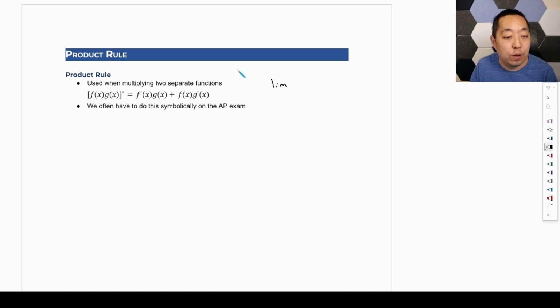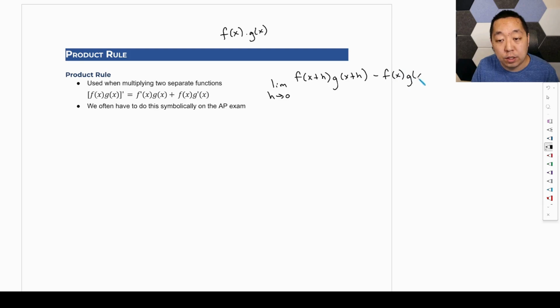So if I have a function f of x times g of x, and I want to do the limit as h approaches 0, and I want to do the product, so this would be f of x plus h times g of x plus h minus f of x g of x. So this is me just doing the limit definition of the product of two functions here, f times g. That's all I'm doing here.